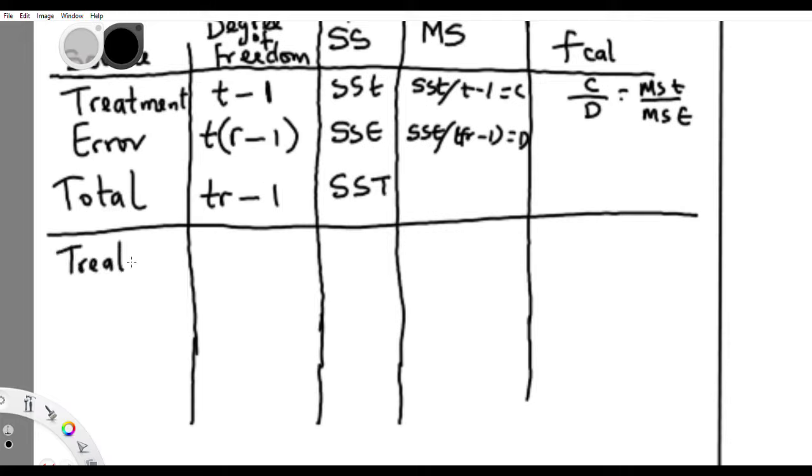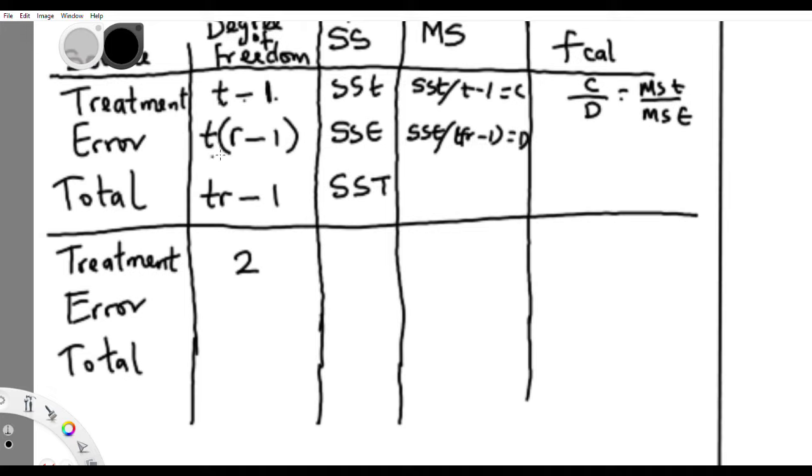So treatment, error, total, treatment, we have 3 treatments, remember. So degree of freedom for treatment, and this is where we all need to take note, because this is how they set their questions. Now the treatment from the table, we have 3 treatments, so this place should be 2. Remember, treatment minus 1, that's the degree of freedom for treatment.